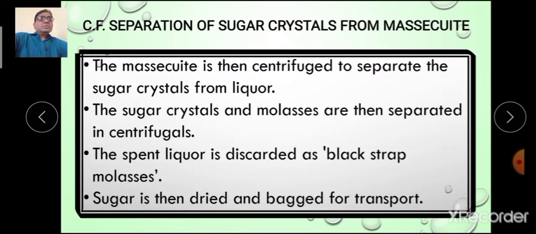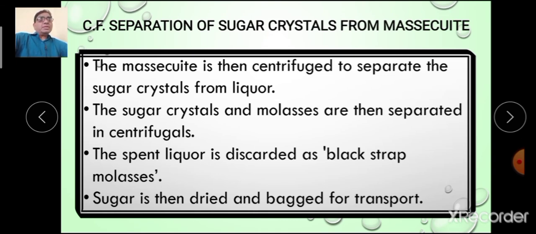Now, centrifugal separation of sugar crystals from massecuite. The massecuite formed in the vacuum pan is taken for centrifugation, and in this method the heavier sugar crystals are thrown to the wall of the centrifugal machine, and thus they get separated from the mother liquor. The separated crystals are dropped from the wall of the machine, while the mother liquor, which remains in the middle portion, is collected. Thus, the sugar crystals and mother liquor are separated from each other.